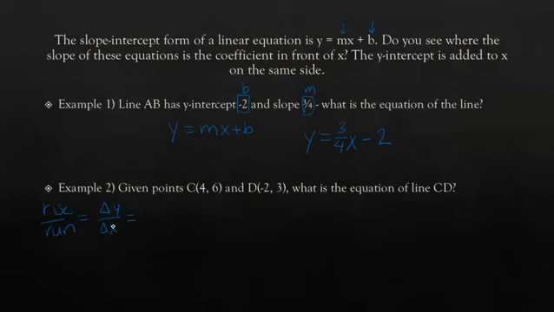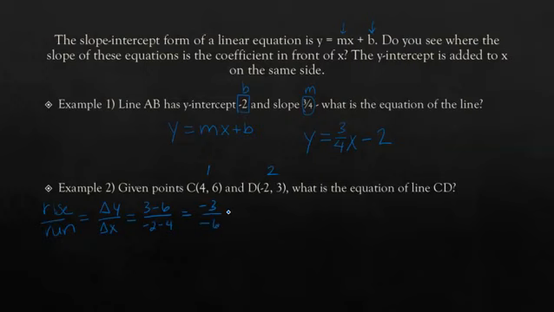I like to just write it this way instead of the y2 minus y1, but what I'm going to do is I'm going to subtract. So this is my point 1 and this is my point 2. I'm going to take point 2 minus point 1. So in my y's, that would be 3 minus 6. In my x's, that will be negative 2 minus 4. 3 minus 6 is -3. -2 minus 4 is -6.